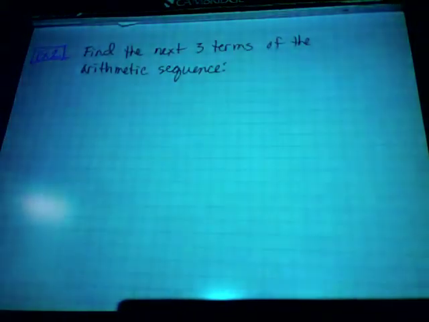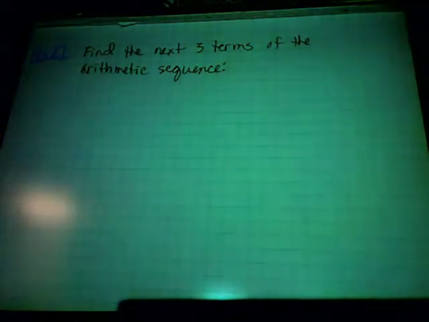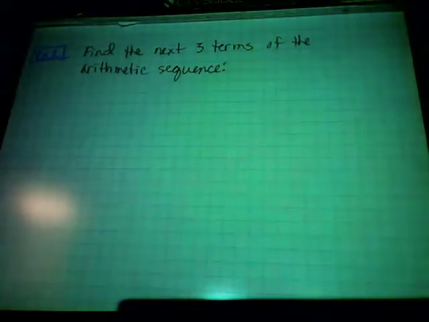A different type of example might look like this. You are to find the next 3 terms of the arithmetic sequence. The minute they told you that it's an arithmetic sequence, you know that there's a common difference. So if it's increasing or decreasing, it's always increasing or decreasing by the same number. So you have to find the next 3 terms. So I'm going to let you do that on your own.